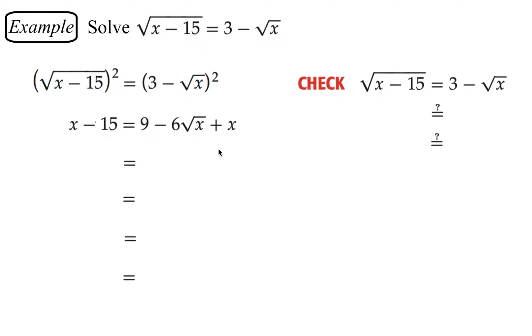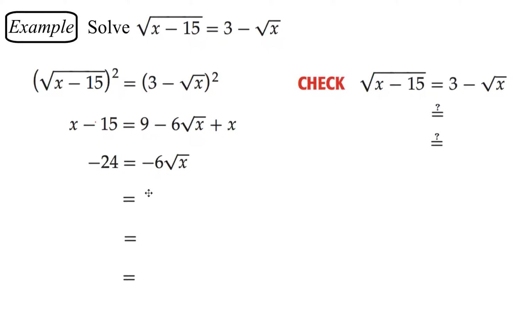And our last terms were plus x. So now we have some terms that we can combine. We can subtract 9 from both sides, and we could subtract x from both sides. The x's drop out completely. The minus 9 adds with the minus 15 to give us a minus 24.